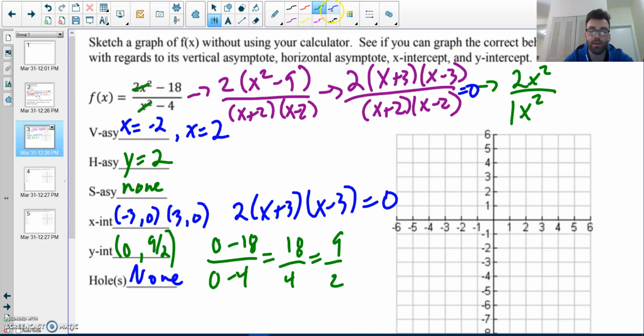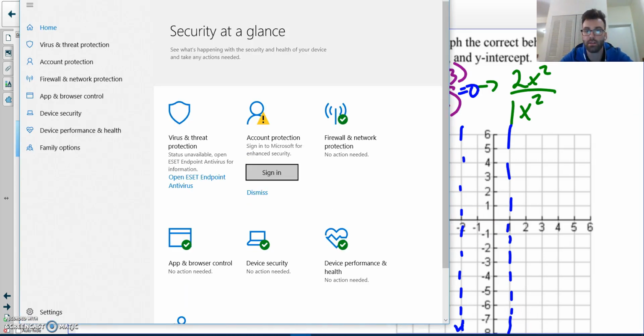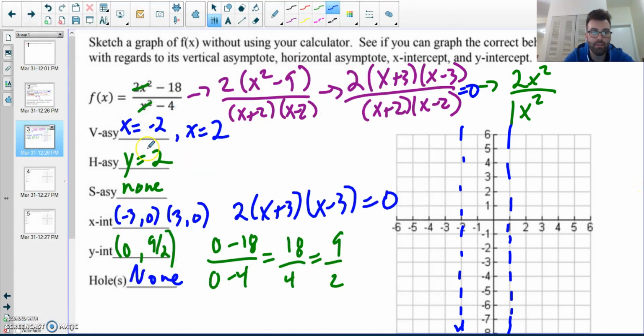All right. Now, I want to throw what I know, I want to put all of this onto here. Okay. And then the last thing I'm going to do is actually look at the function. So our goal here is to try to not use our graphing calculator. We want to be able to do this without using our graphing calculator until the end. So I have a vertical asymptote at negative 2 and positive 2. I have a horizontal asymptote at y equals 2.